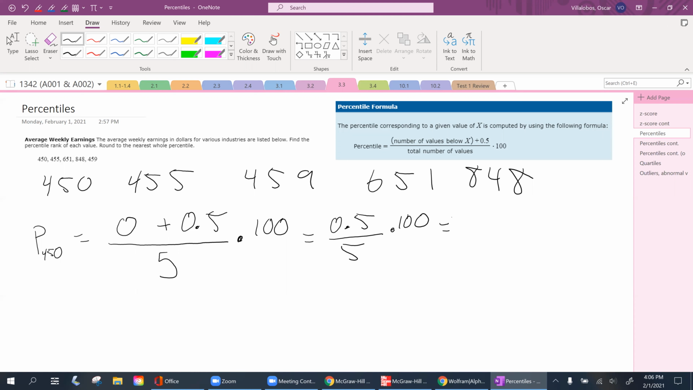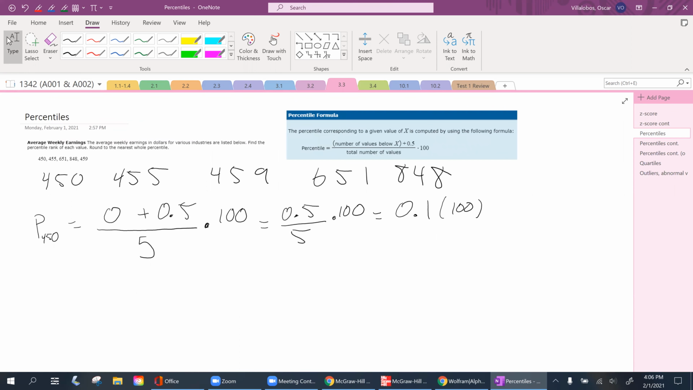0.5 divided by 5, let's get our calculator. This gives me 0.1 times 100. And whenever I multiply that by 100, I get 10. So you would mark 450 as my 10th percentile.